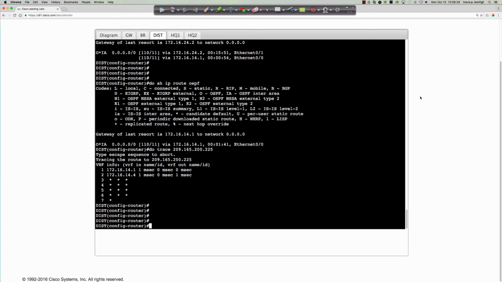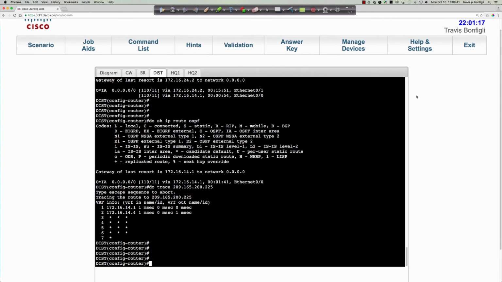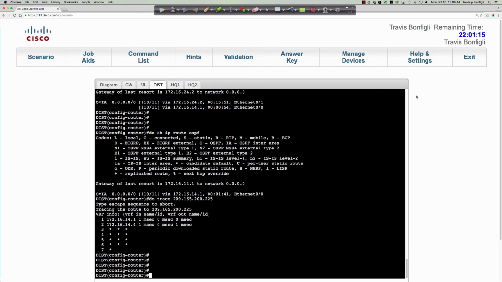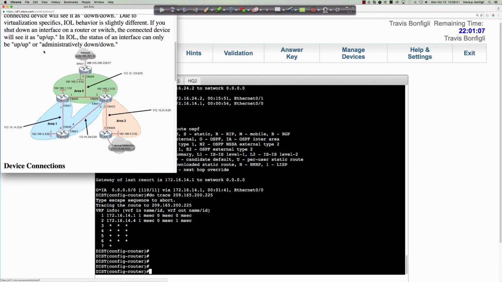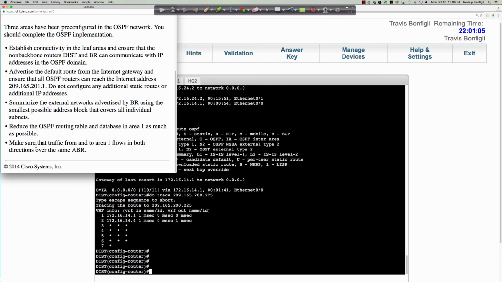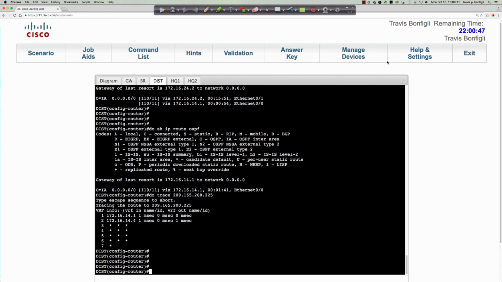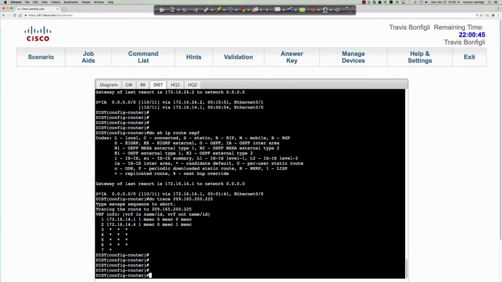All right, well, this is going to wrap up challenge activity number 6. And these are great activities. They really make you stop and think, especially that last item down there. I love when you get scenarios like this. Make sure that the traffic to and from area 1 flows in both directions over the same ABR, because it really makes you stop and assess, how am I going to do that? How is that going to work? So again, fantastic activity. Thanks for watching, and I will see you guys in a couple of hours.